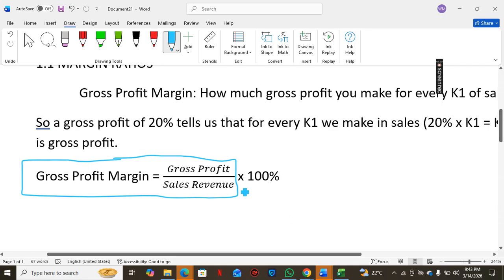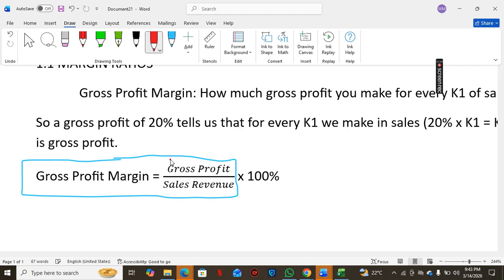So if your sales revenue increases, let's say, for example, we hold gross profit constant. Say the gross profit is constant, and your sales revenue increases. What's going to happen is your gross profit margin is going to drop. Why? Because there's a negative relationship between the sales revenue and the gross profit margin. If you assume gross profit is constant, in real life it cannot be constant.